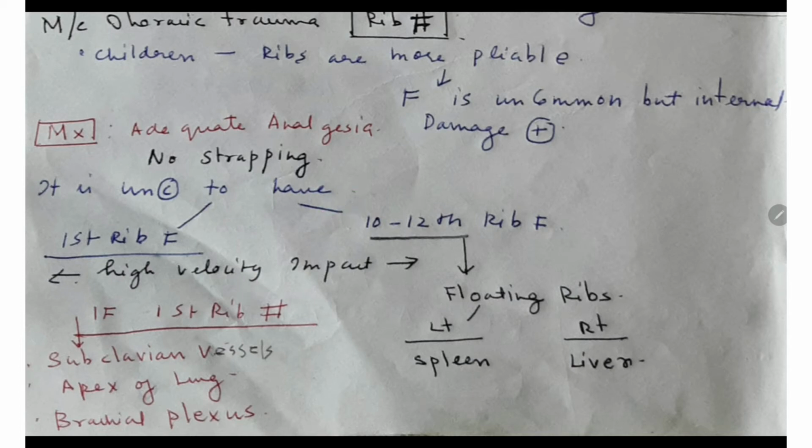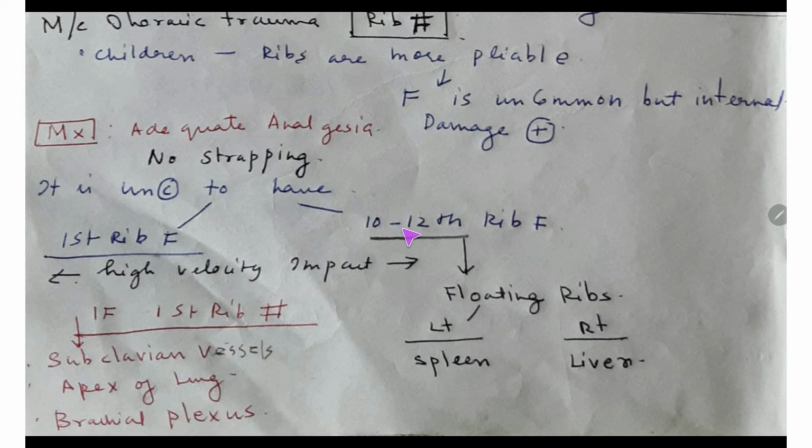We also have to understand that it is very uncommon to have a fracture of the first rib as well as of the 10th to 12th ribs. These ribs fracture only if there is a very high velocity impact during the trauma. If there is a first rib fracture, from our knowledge of anatomy we know there are chances of damage to the subclavian vessels, the apex of the lung, and also the brachial plexus. This is an important thing. We have to remember this.